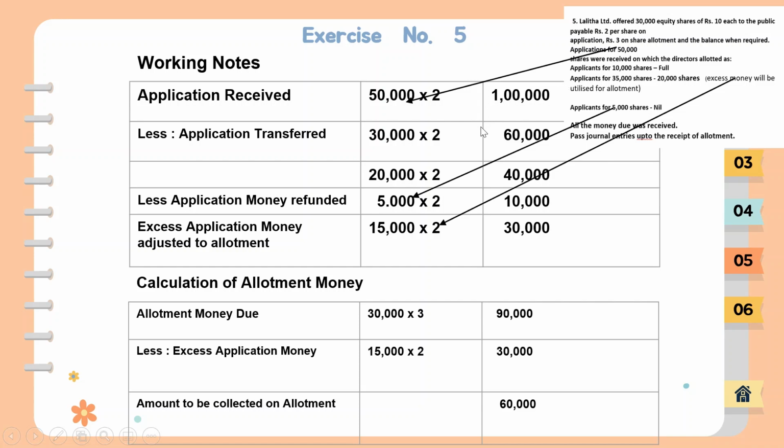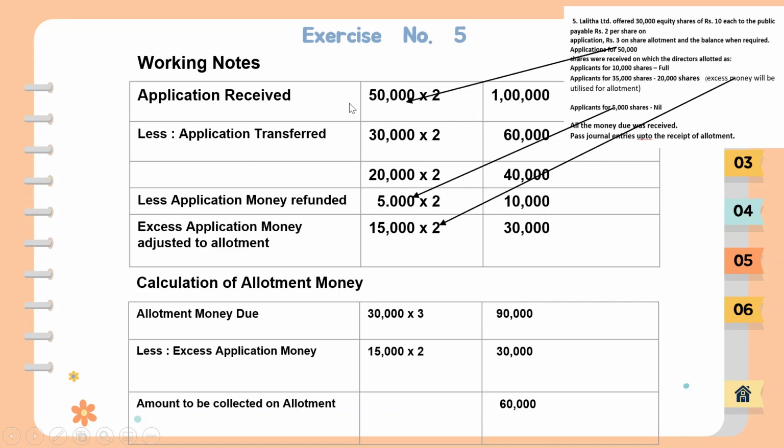35,000 shares, 20,000 shares are allotted. Here no need for us to do. Only thing, you see how many shares are rejected. That you subtract. Then the remaining 15,000 shares are adjusted towards the allotment money. I hope you understand this.